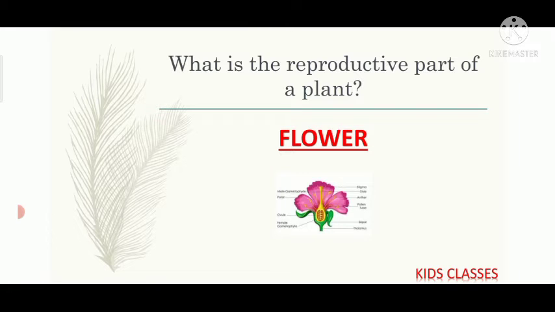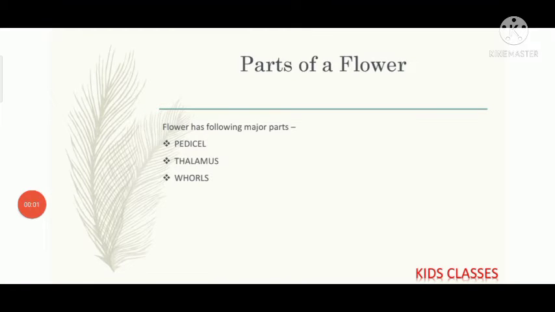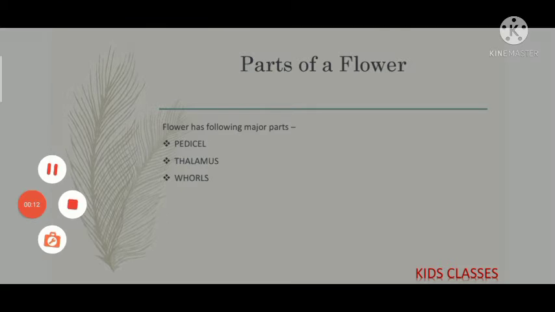Okay, and what is the next part? So the next part is thalamus. So what is thalamus? You can see in the diagram a swollen part, a green swollen part is thalamus. Okay, so the pedicel continues to form a slightly swollen tip called thalamus. Okay, and what was the next? So the next part is whorls. The thalamus bears 4 consecutive whorls of flower, that is calyx, corolla, androecium and gynoecium.